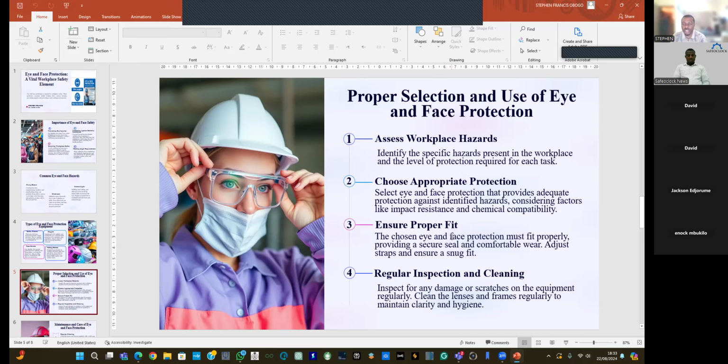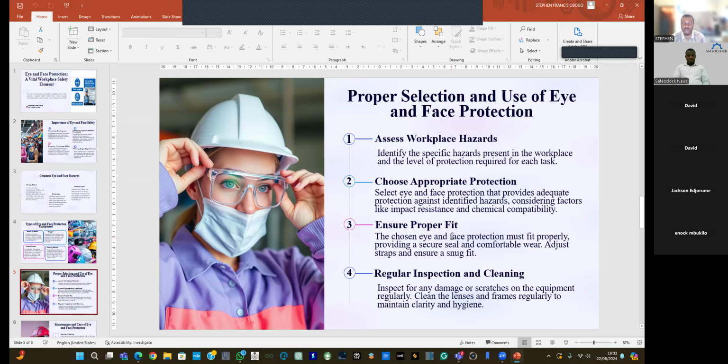You cannot compare what we use in construction to what we use in a laboratory, in the schools, in the clinical setting, and also industrial, maybe use of industrial chemicals and all that. So it is very important that the workplace is assessed to be able to determine what kind of hazard can affect the eye. Then with that, we can choose appropriate protection for the face and eye.